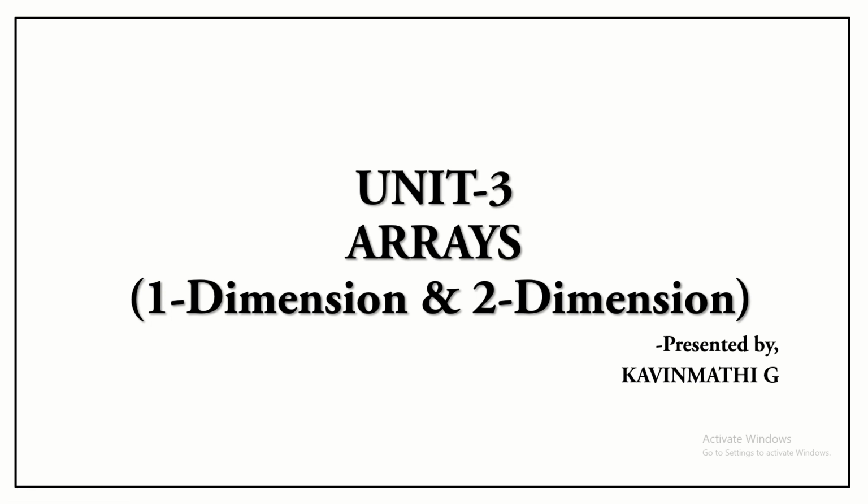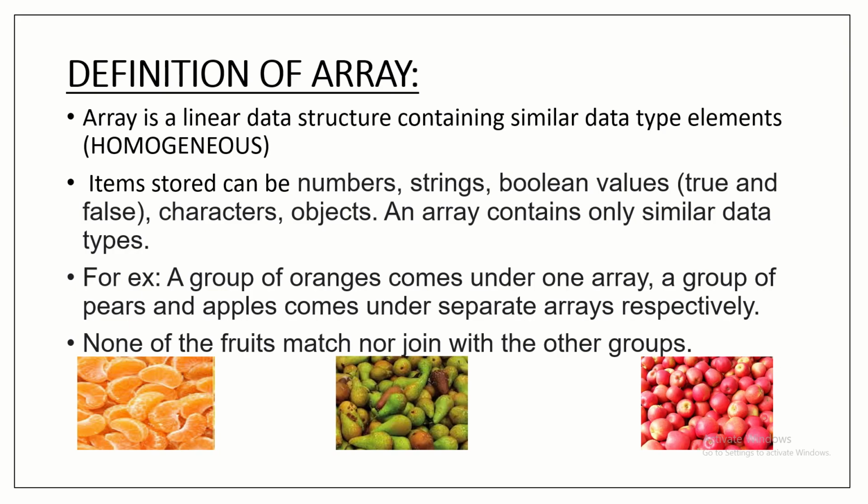Today we are going to see about a concept called arrays in programming and two types of arrays, one-dimensional and two-dimensional arrays. Definition of an array. An array is nothing but a linear data structure consisting of similar data type elements. Let's see this with an example.